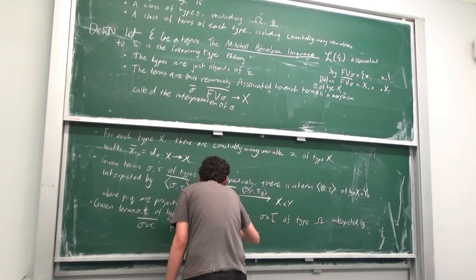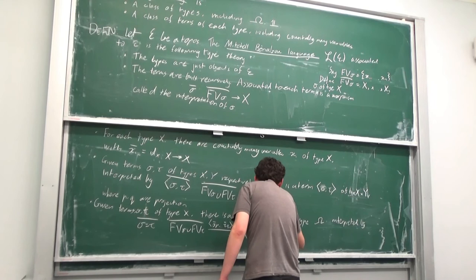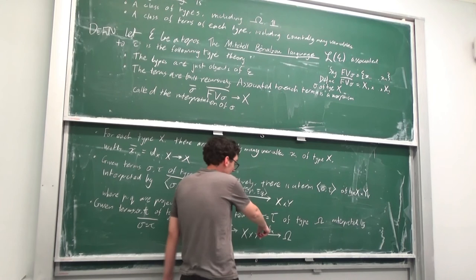And then how would you check that these two factors are equal? Well, that's just take delta x, which goes to omega. What is this map? It's just the characteristic function of the diagonal from x to x cross x.